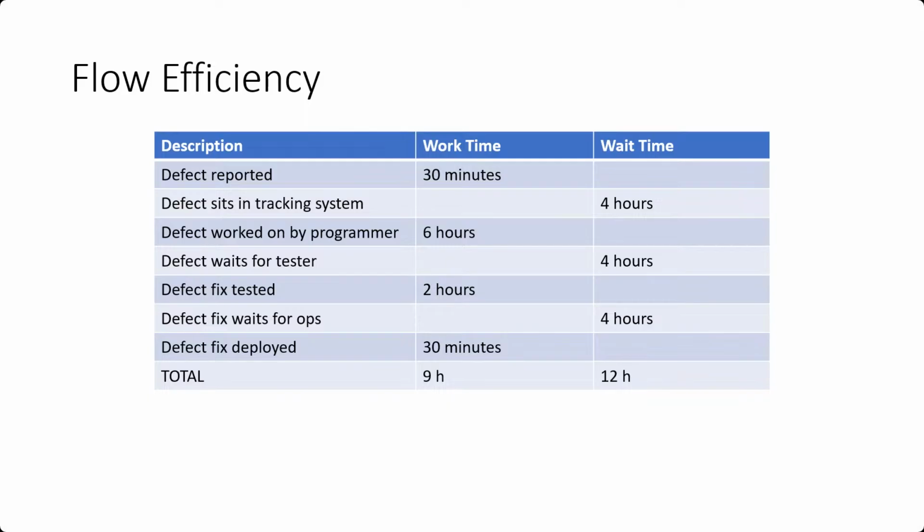Let's say optimistically there's a programmer tasked with looking at these things. Maybe they're working on something else, who knows. But 4 hours later, the bug comes to their attention. They say, let's go ahead and work on it. They pull it out of the defect tracking system, and it takes them about 6 hours to solve the problem. Again, we're not going to look at the details, but let's say they actually work on it for about 6 hours.